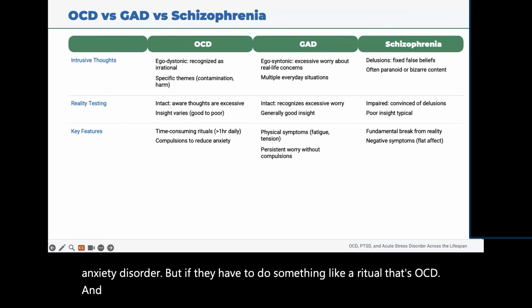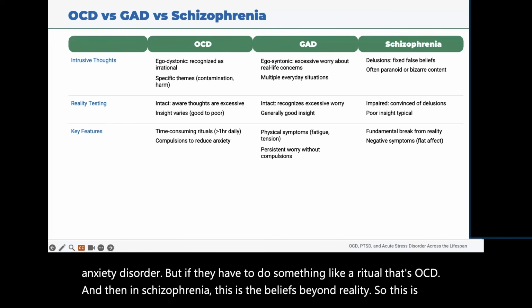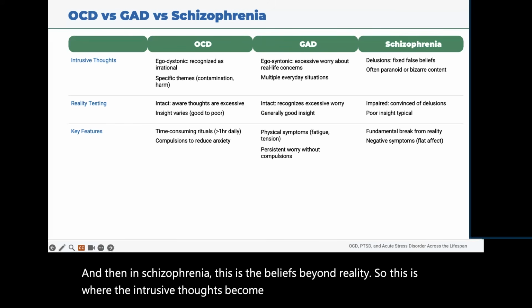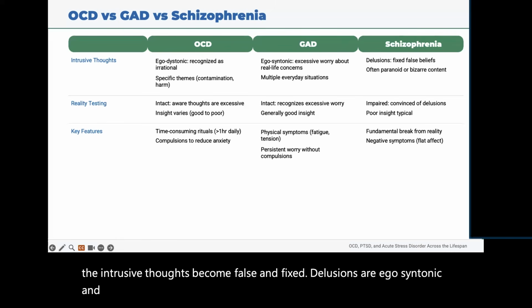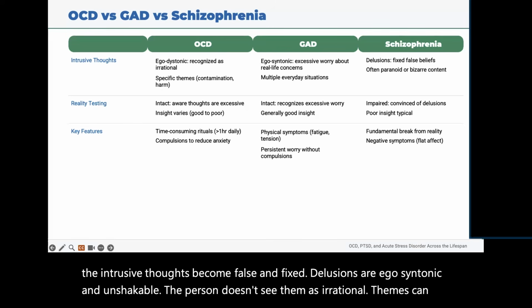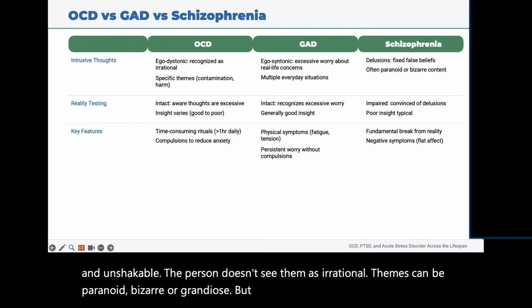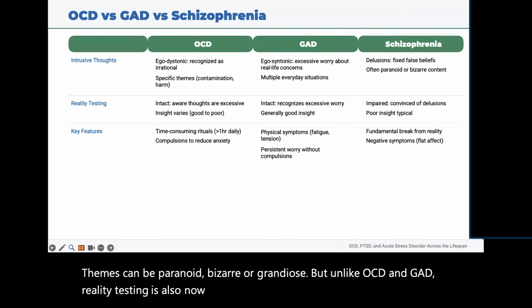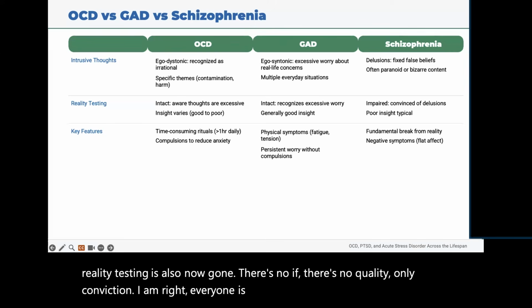And then in schizophrenia, these are beliefs beyond reality. This is where the intrusive thoughts become false and fixed. Delusions are ego-syntonic and unshakable. The person doesn't see them as irrational. Themes can be paranoid, bizarre, or grandiose, but unlike OCD and GAD, reality testing is now gone. There's no if, there's no quality, only conviction: I am right, everyone is wrong, you don't understand.